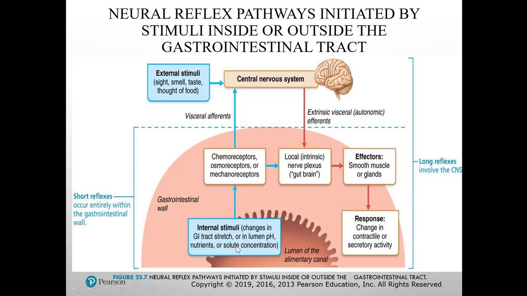So this is what you call the internal stimulus that could be the source of the reason why you have a response. Your internal stimulus could be a change in the GI tract stretch, or the lumen, the pH, the nutrient or the solute concentration. Then it will be picked up by chemoreceptors and or osmoreceptors, and it will be sent again to the plexuses, and it could go around. Then these particular receptors will send the stimulus again to your central nervous system.